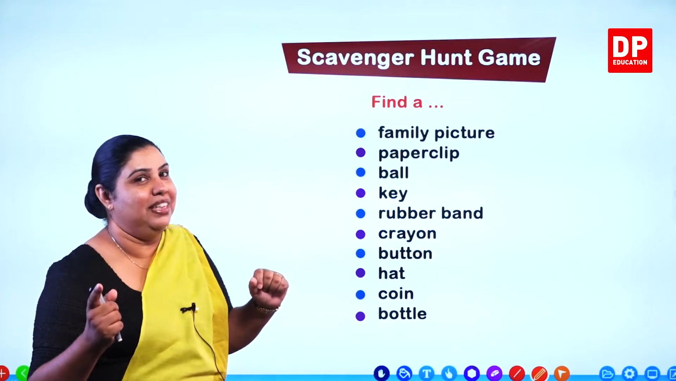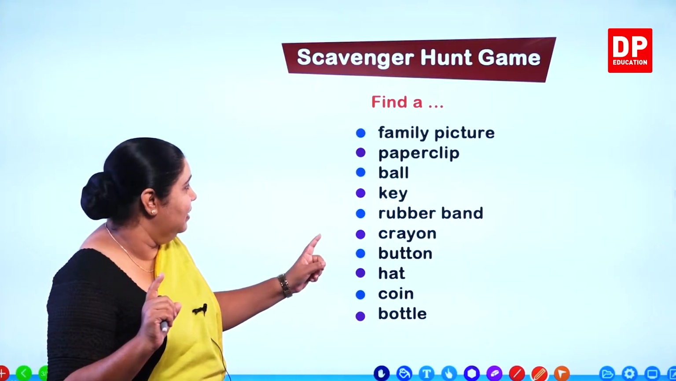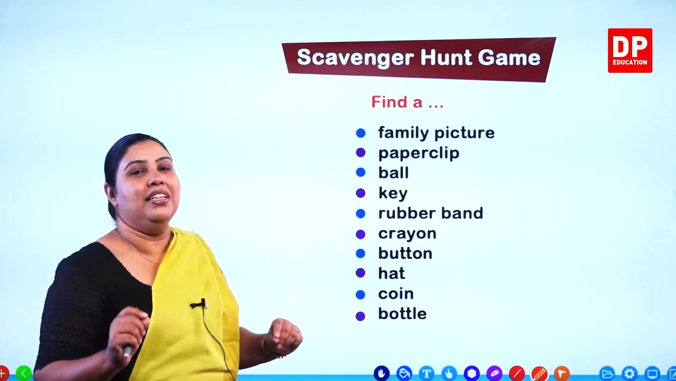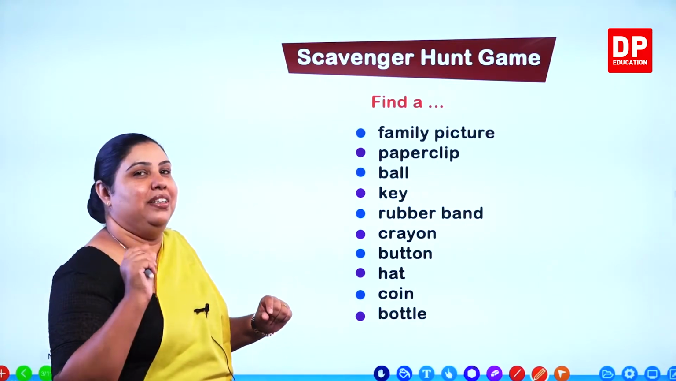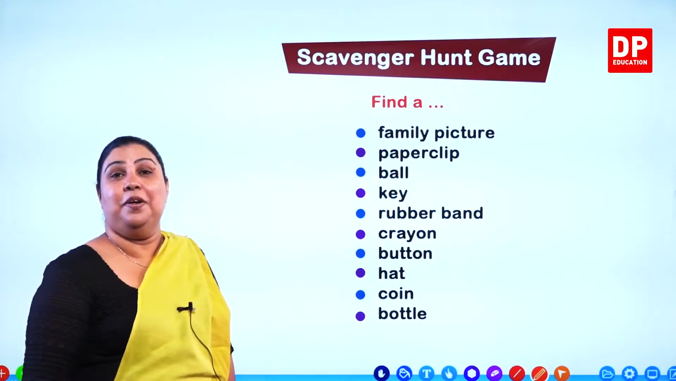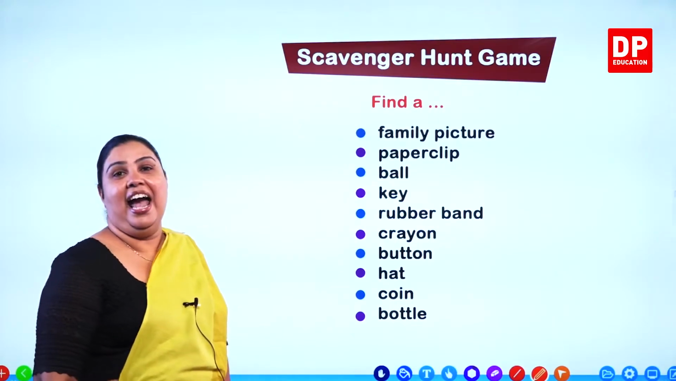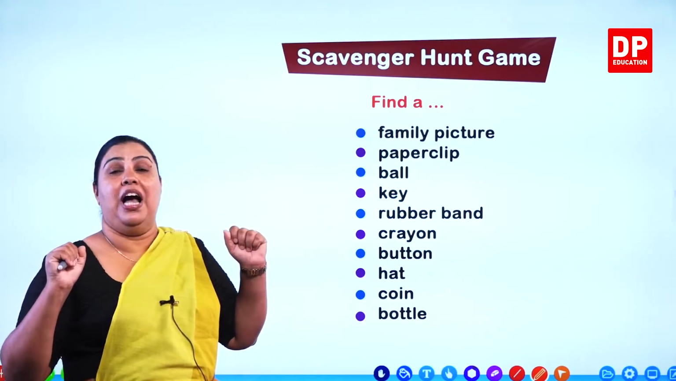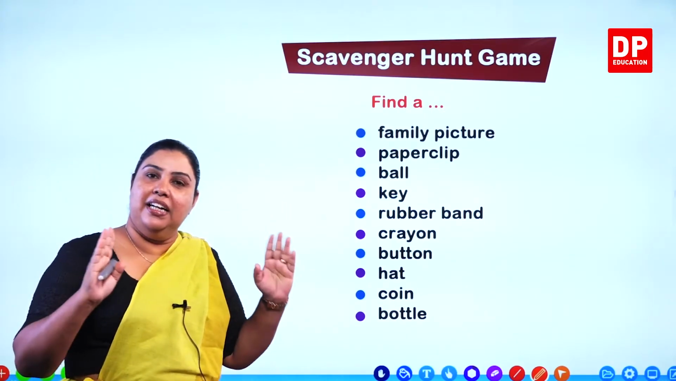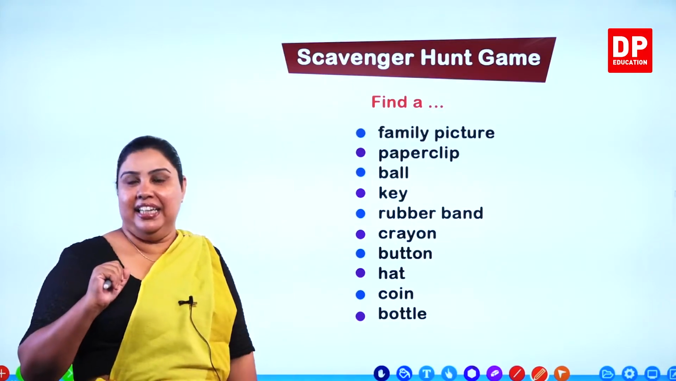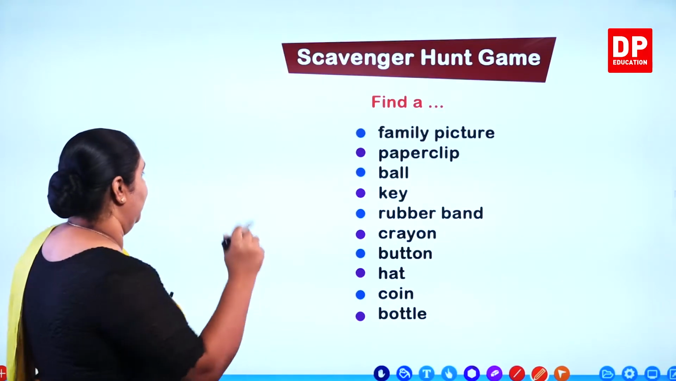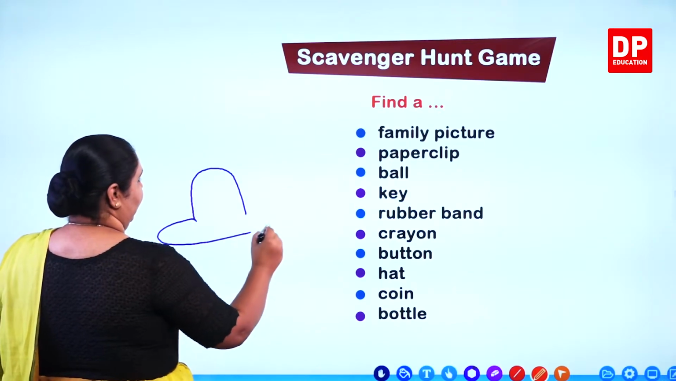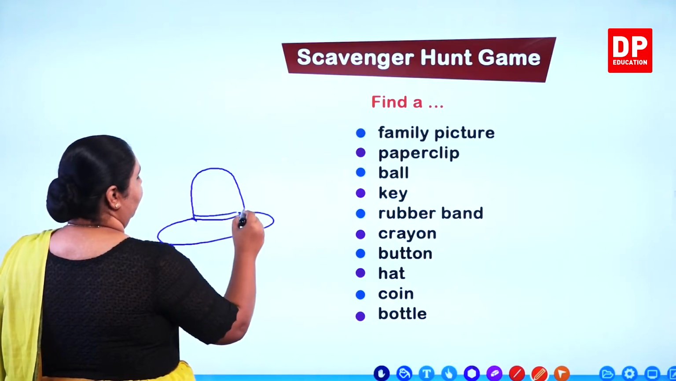So when we have the scavenger hunt game and in our list we have find a button, quickly go and bring the button and come. Next, find a hat. Find a hat. Do my children know the difference between a hat and a cap? What is a hat, son? A tall one like this is called a hat. Look, hats are like this.